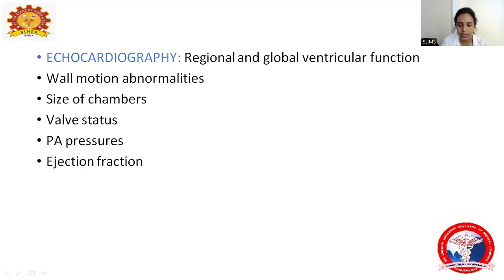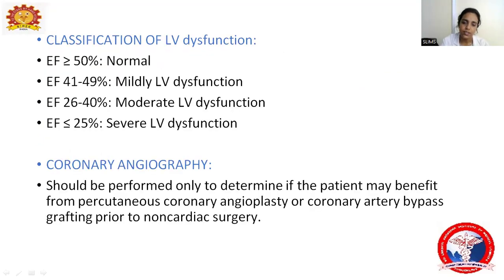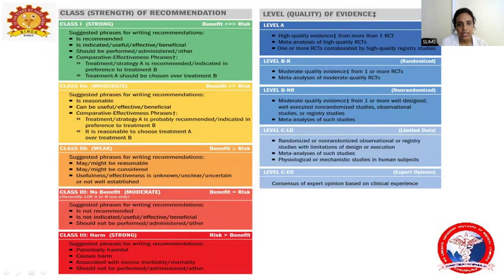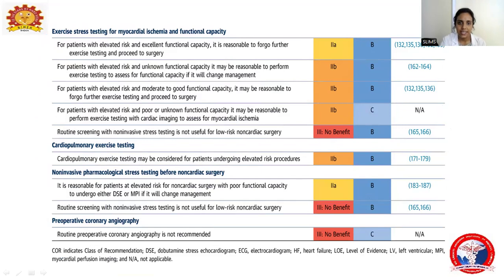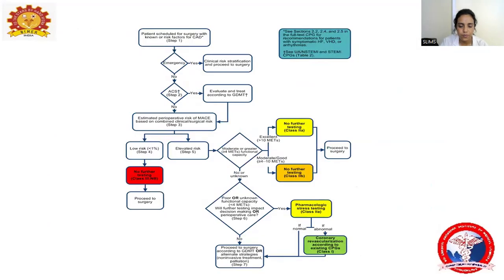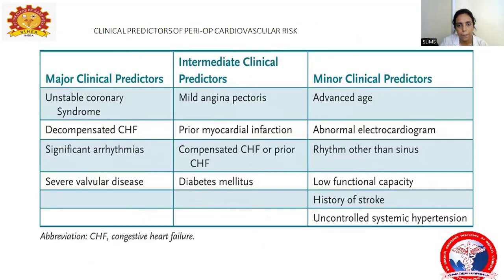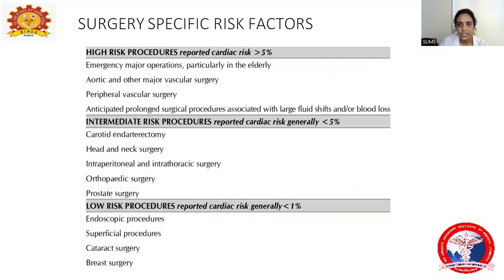Echocardiography, which is very important, and based on the ejection fraction, how do you classify the left ventricular dysfunction? And finally, we also saw about coronary angiogram. We saw about the recommendations. There's the summary about ECG, LV function testing, exercise stress testing, cardiopulmonary exercise testing, all non-invasive procedures, and coronary angiography. Everything comes under moderate. So the flow chart, clinical predictors, and surgical predictors.